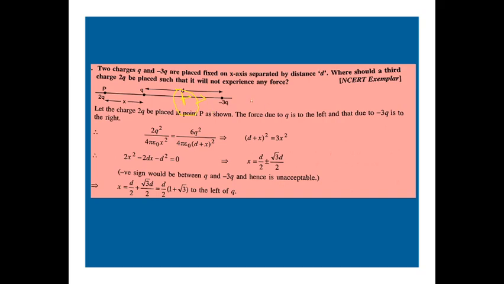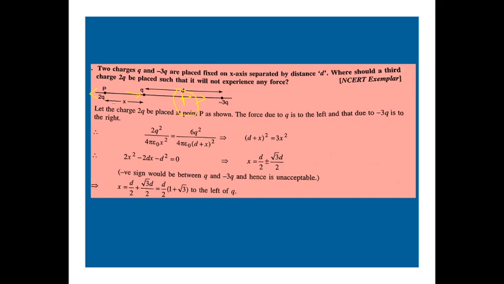Let us check away from the charges on this side. The direction of the electric field due to this positive charge is away from the charge, and due to this negative charge at this point P, it is toward the charge. Equal and opposite electric field directions cancel each other, and the electric field may be zero at this point.